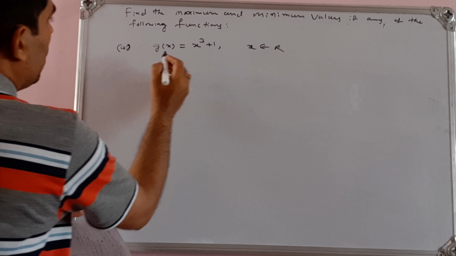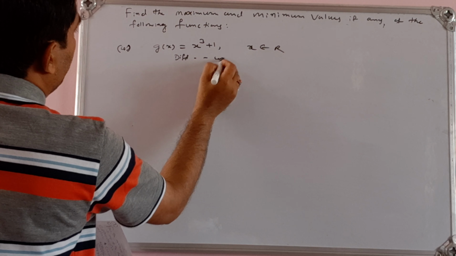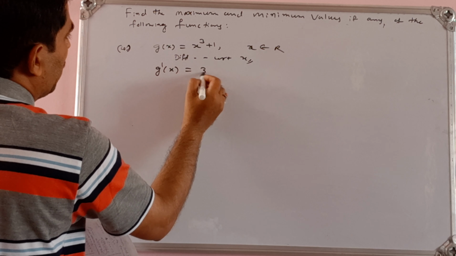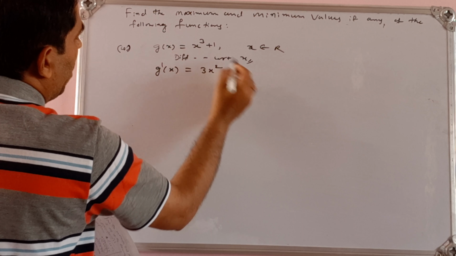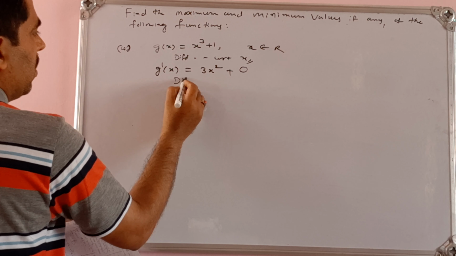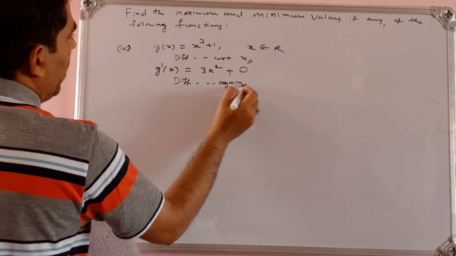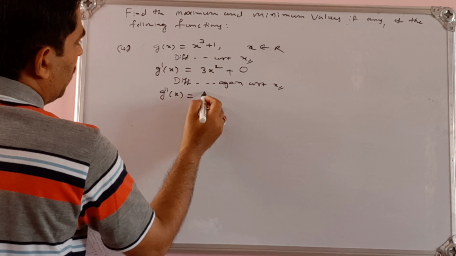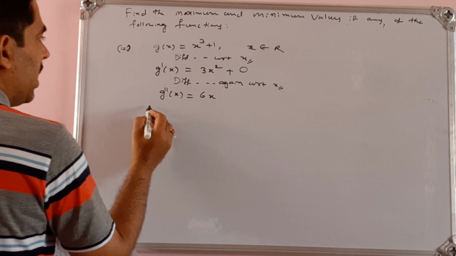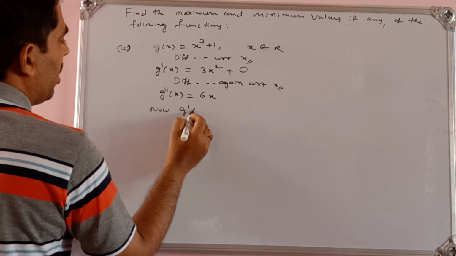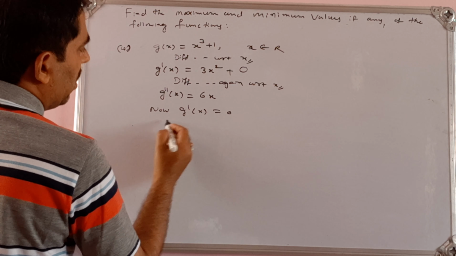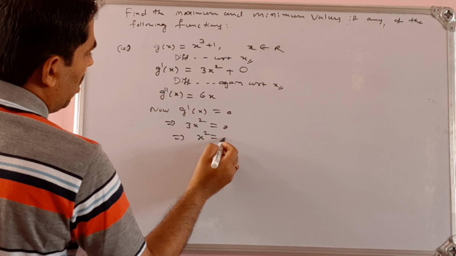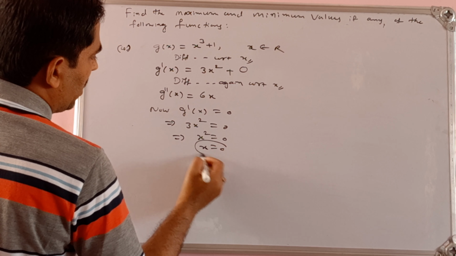Differentiate this with respect to x. G of x, differentiating this, I will get g dash x. Derivative of x cube is 3x square, plus derivative of constant is 0. Then once again differentiate with respect to x. You will get g double dash x. Derivative of 3x square is 6x. Then equate the first order derivative to 0. Instead of f they have used g. G dash x is 0 means 3x square is equal to 0. If I solve for x, x is equal to 0.